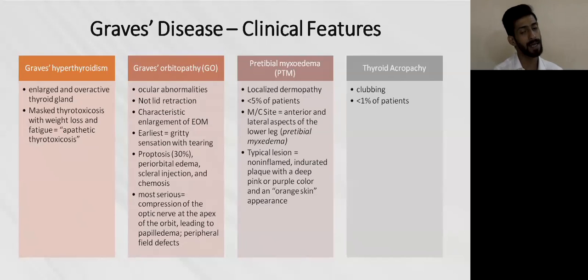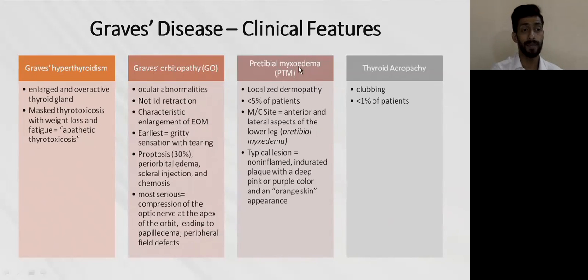Second, the earliest sensation that the patient reports is a gritty sensation. Next are common things: proptosis, periorbital edema, chemosis. And the most dangerous of all the clinical effects of Graves orbitopathy is optic nerve compression at various levels, either at the apex or the orbit. And you can have papilledema and field defects. So Graves hyperthyroidism, Graves orbitopathy, usually seen in roughly 30% of patients.